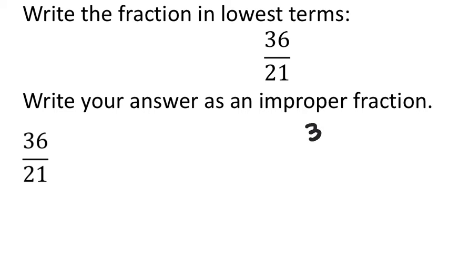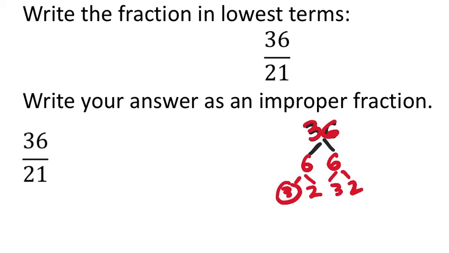So 36, let's start with 36. I'm going to split this up. In fact, I'll do red. I'll do 6 and 6. Some people would say 3 and 12, which works, whatever. And then 6 and 6, of course, is 3 and 2, and then this is 3 and 2 as well. That ends that tree. And then 21, oh, this one's not too bad. That's going to split up into 7 and 3.